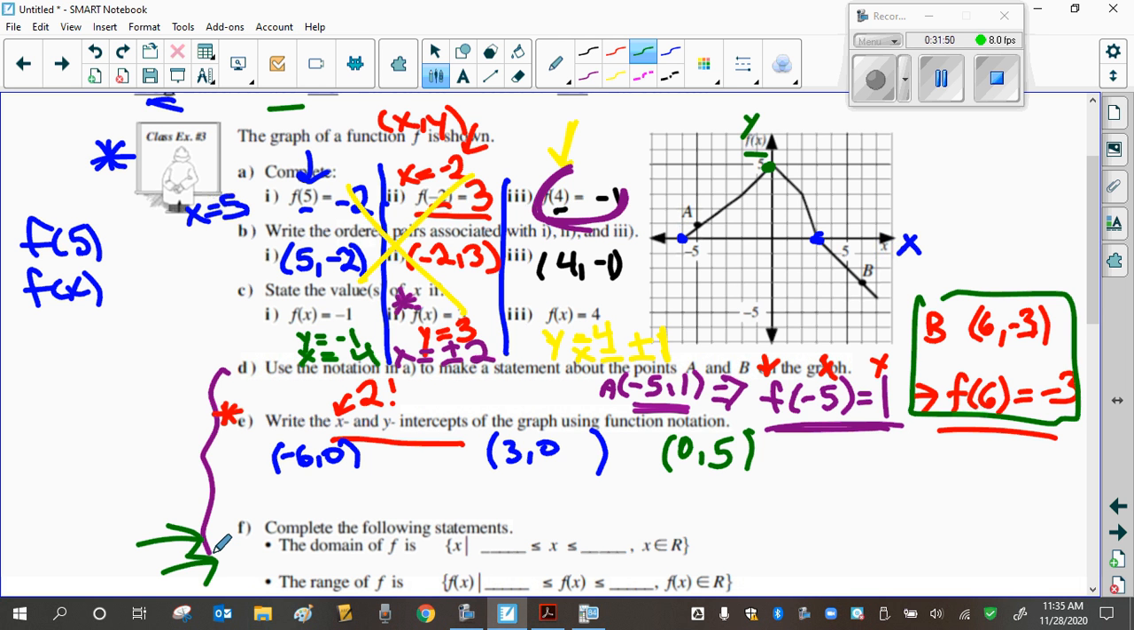Again, no need to panic. You can just pause it if you need extra time. No worries at all. We all work at different paces.